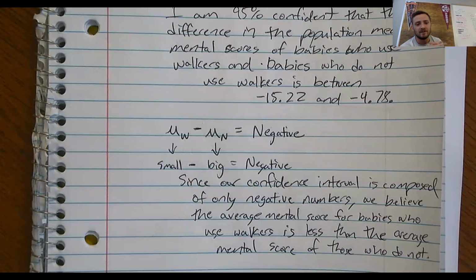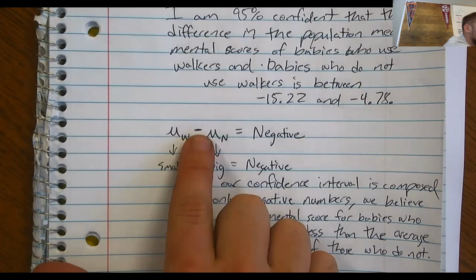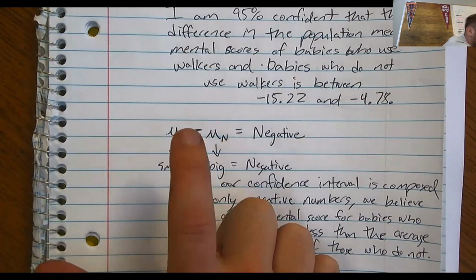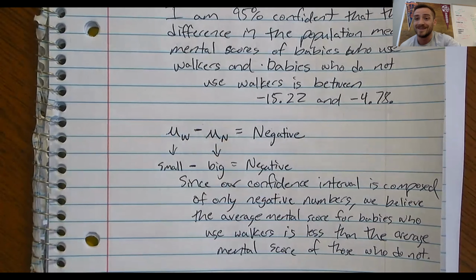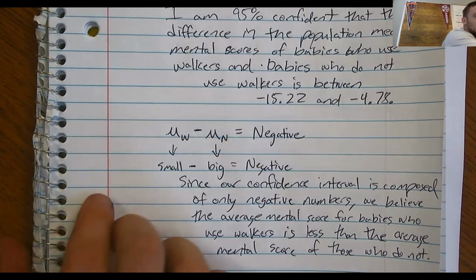All right. Since we got negative numbers only as our answers, it means that we think the first number is smaller than the second number. Well, and since we did walkers minus non-walkers, we think the walker babies have a smaller or less mental score than the babies that do not use walkers. All right. So that's kind of the game plan here.